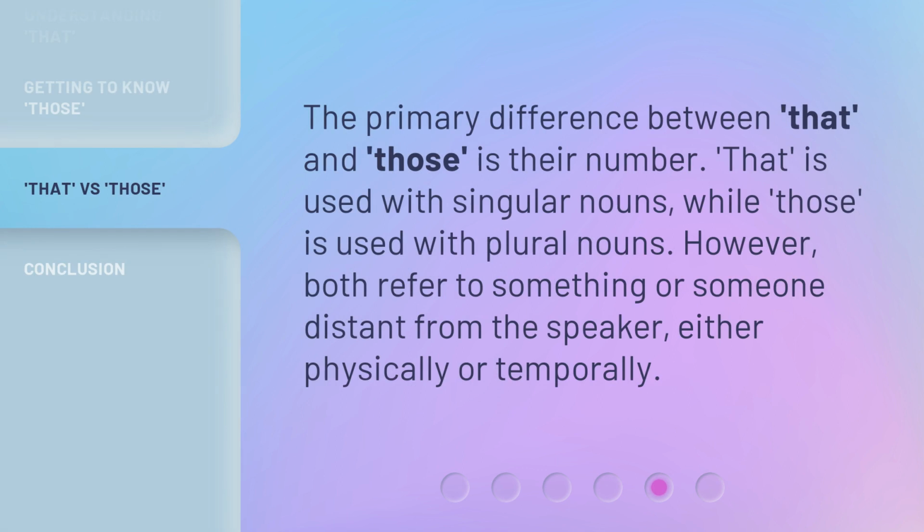The primary difference between that and those is their number. That is used with singular nouns, while those is used with plural nouns. However, both refer to something or someone distant from the speaker, either physically or temporally.